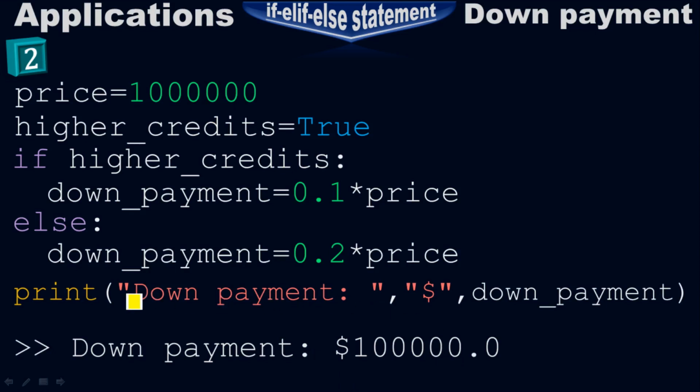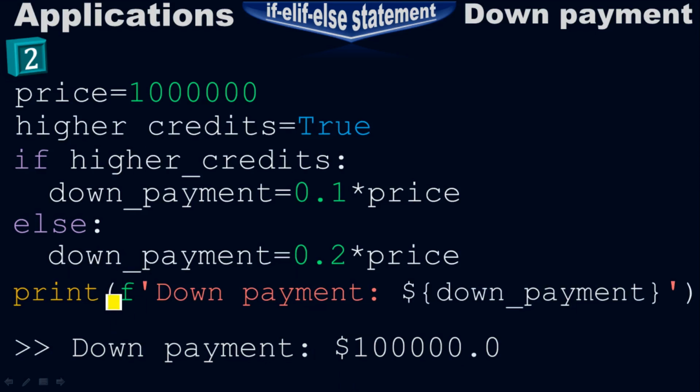This is one way to print. There is another way, which is the formatted string. We can also use the formatted string. Let me check the formatted string for the print function. This one, print of F and then single quote down payment colon and then space and then dollar, then curly brackets, down payment and then the parenthesis.